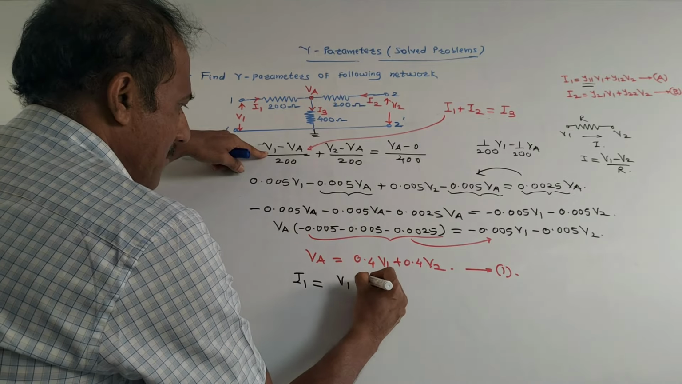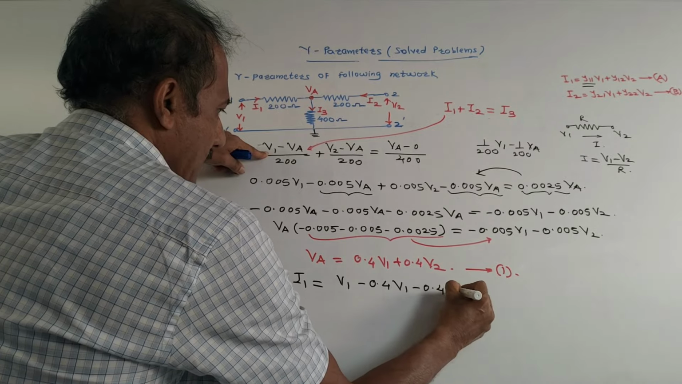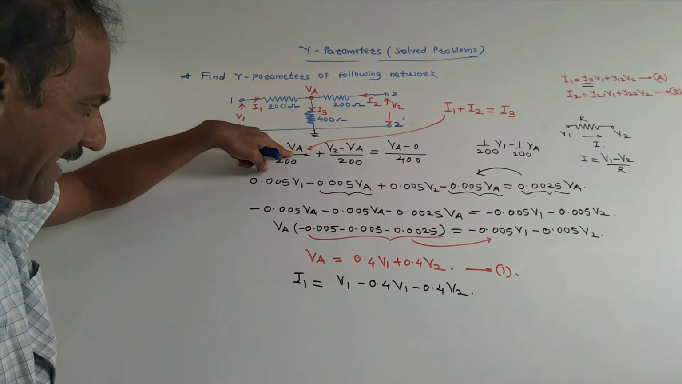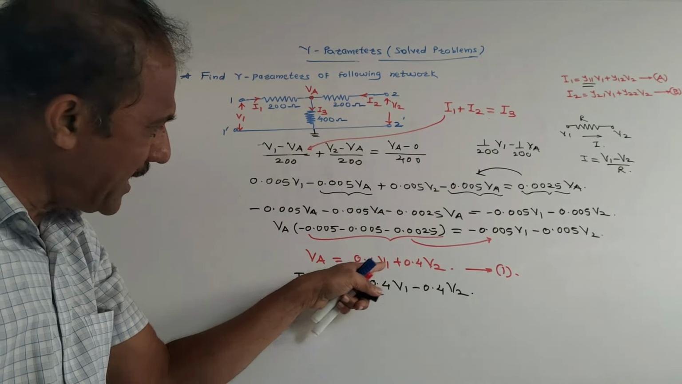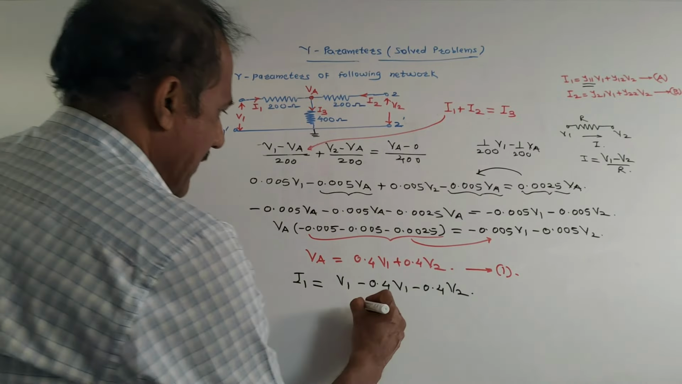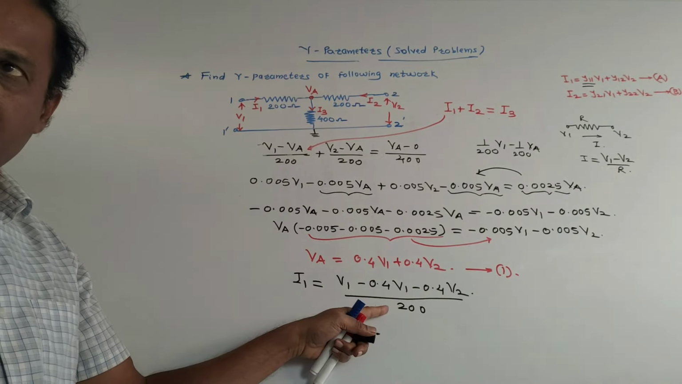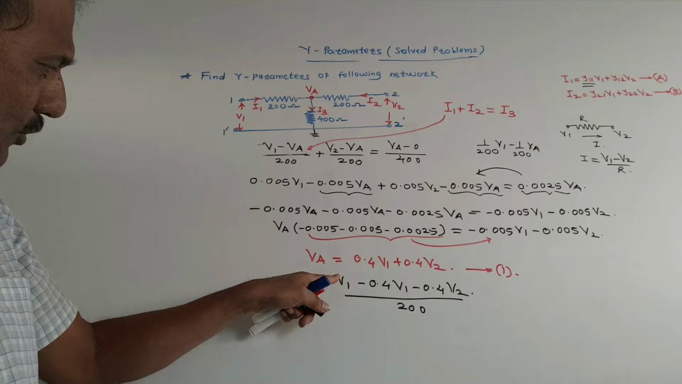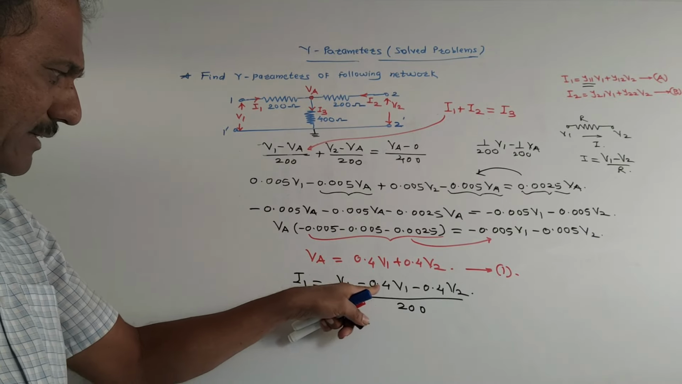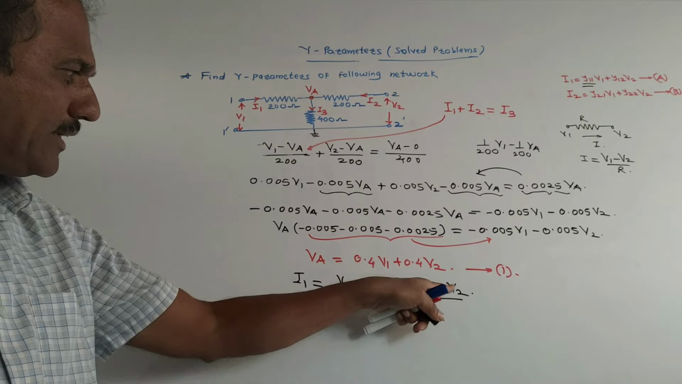So V1 minus 0.4 V1 minus 0.4 V2. Observe carefully, it is V1 minus VA. This is the equation of VA, equation number 1. So it becomes minus minus, divided by 200. This is the equation of V1. Like the earlier case, again what you need to do? 1 by 200 into V1 minus 0.4 upon 200 into V1 minus 0.4 upon 200 into V2.